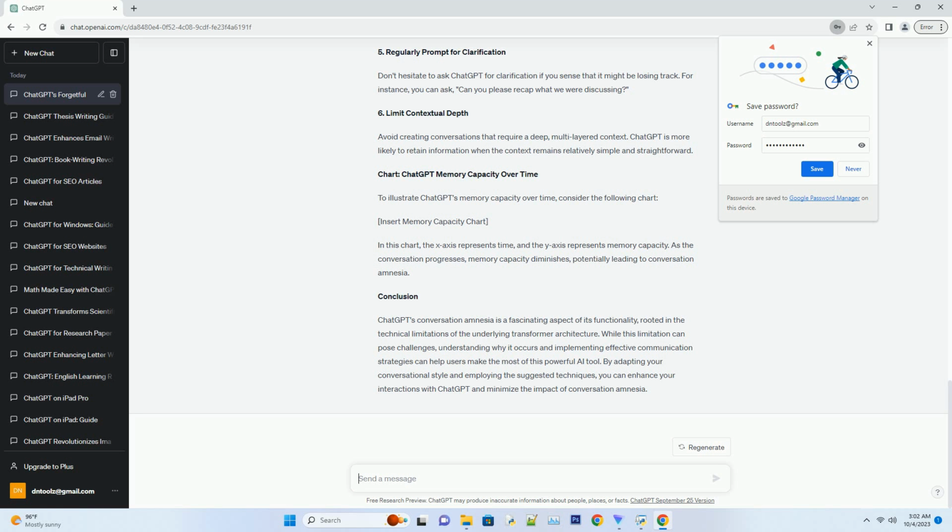Repetition is key. To mitigate conversation amnesia, users can repeat critical information or ask ChatGPT to summarize the conversation periodically. This helps reinforce important context and ensures a smoother flow of communication.